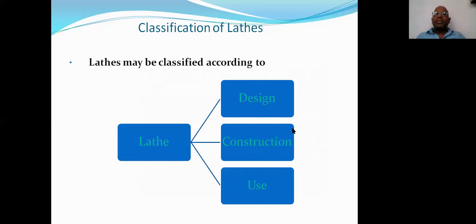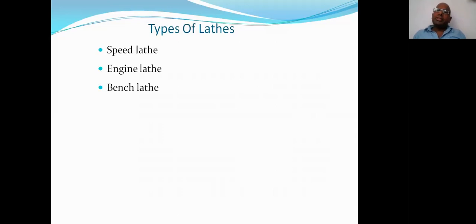Next, we are supposed to discuss the types of lathes based on the above classification. Speed lathe. Whenever we want to produce a small, simple component, we use a speed lathe whose speed is very high. Next one, engine lathe. Next one is the bench lathe. Just now we discussed the speed lathe, engine lathe, and bench lathe. They are classified based on the construction.